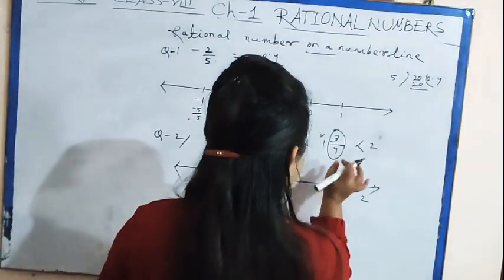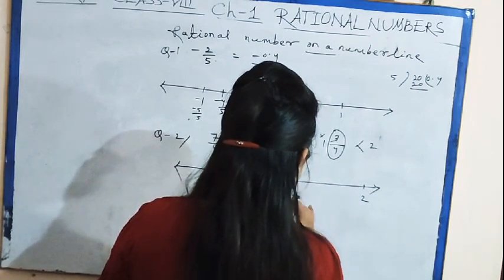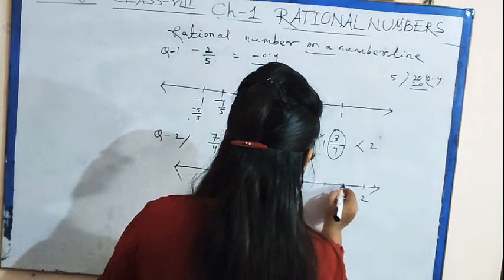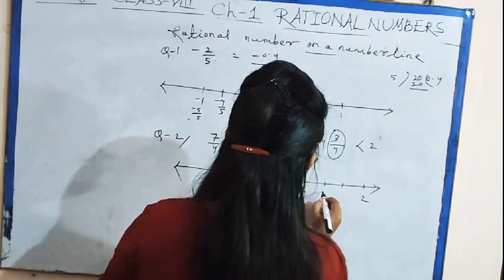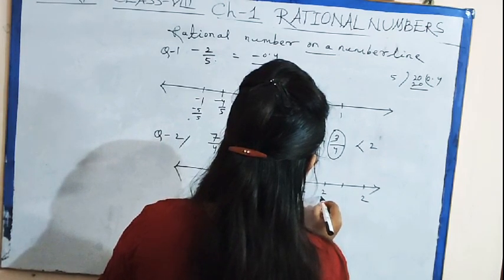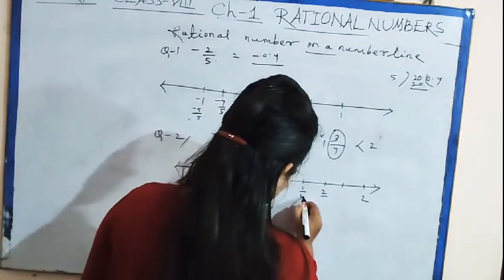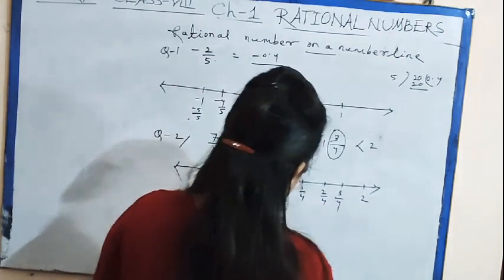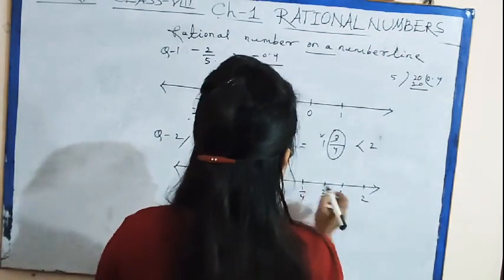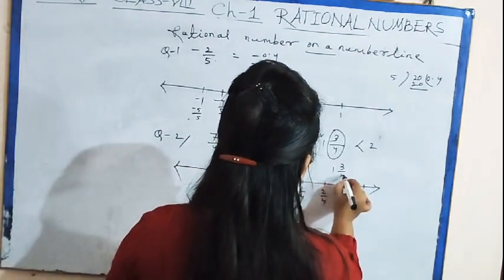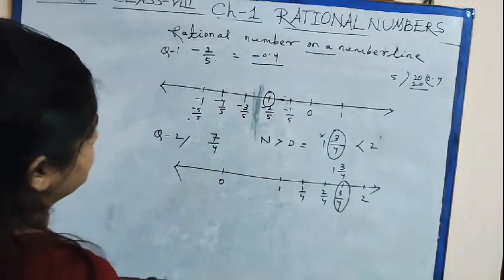So 3 by 4 means the denominator is 4. So this part is divided into 4 equal parts: 1, 2, 3, 4. So this is 1 by 4, 2 by 4, 3 by 4. Okay, this is 1 and this part is 3 by 4. So 1 whole 3 by 4. Which part is 1 whole 3 by 4? This part. Like this, all the numbers you represent on a number line.